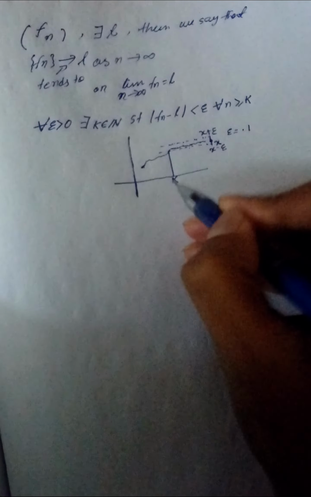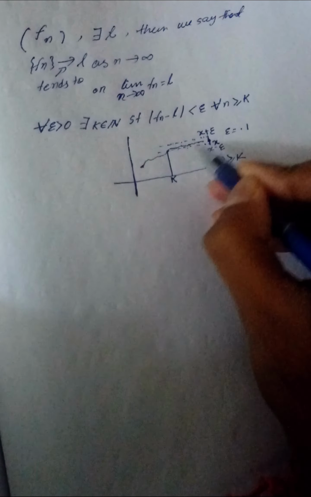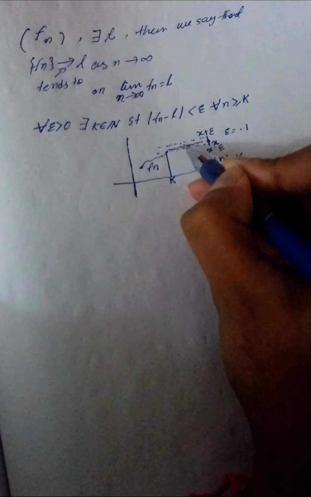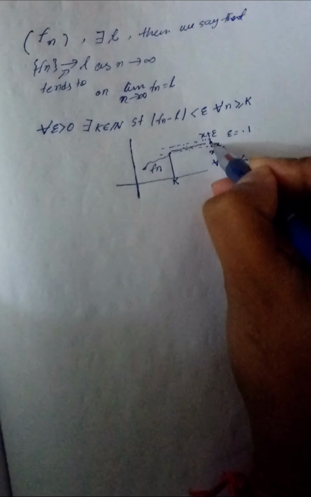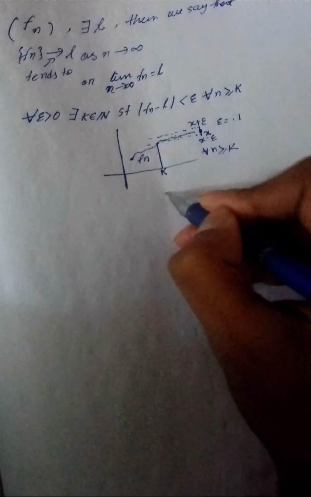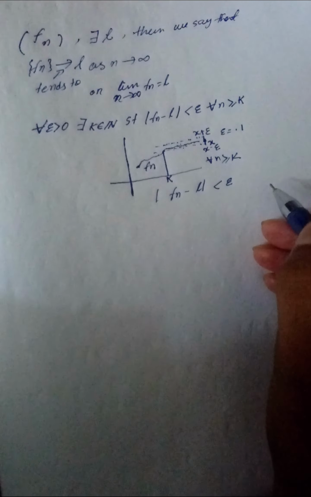So for all n greater than or equal to k, we have the sequence Fn, and the distance between Fn and x, or Fn and L, is less than epsilon, and that's why we write Fn minus L less than epsilon. I hope this is clear.